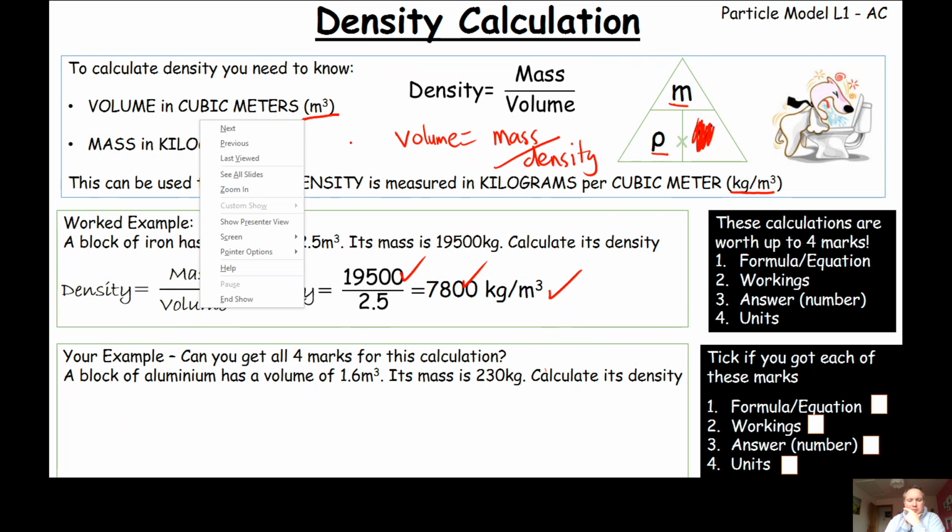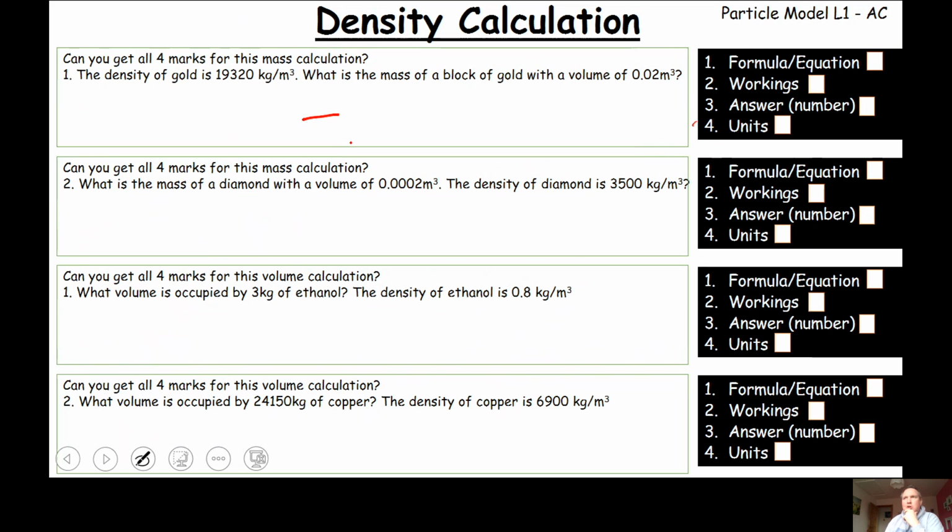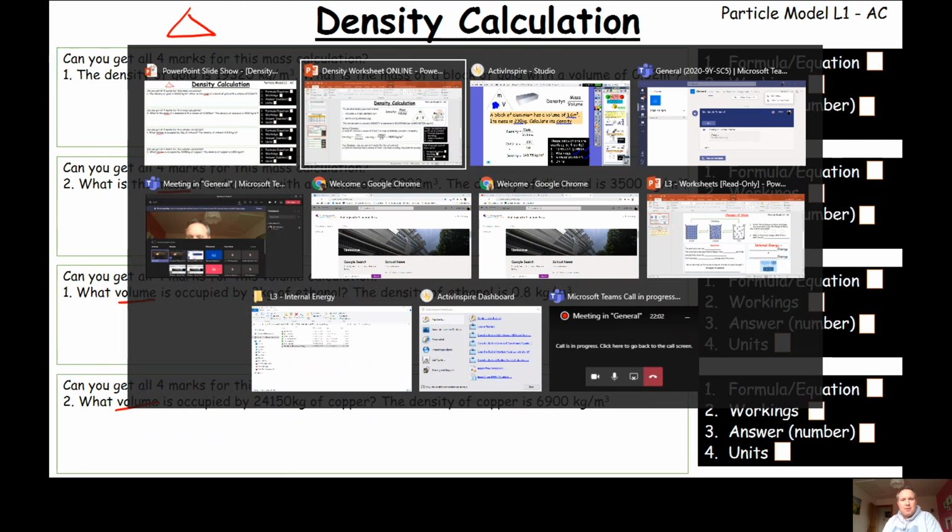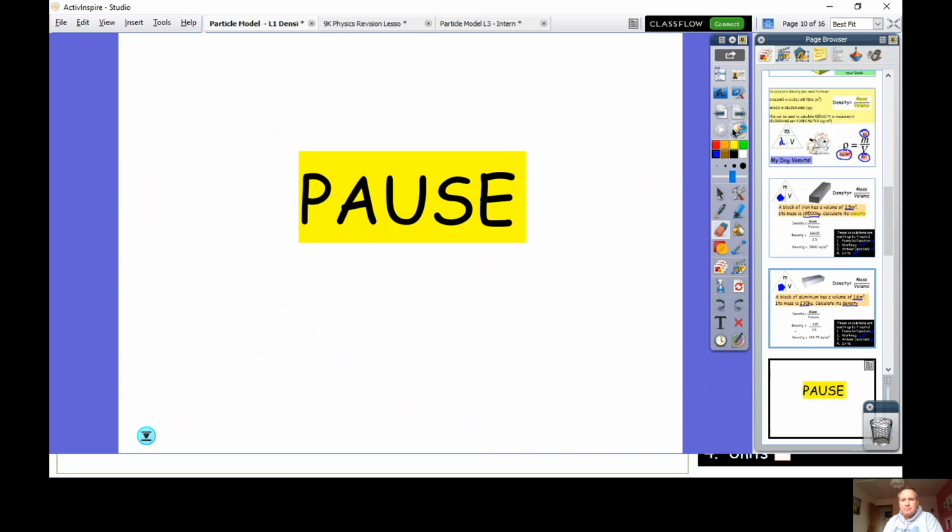Okay, it's your turn now to try the calculations on the last worksheet. 4 calculations where you'll either be working out a mass or a volume. Remember to do the correct sum from the triangle. You can pause the video now while you do those 4 calculations. When you unpause the video, we'll go through the answers and you can mark them to see if you've got the 4 marks. Pause the video now.